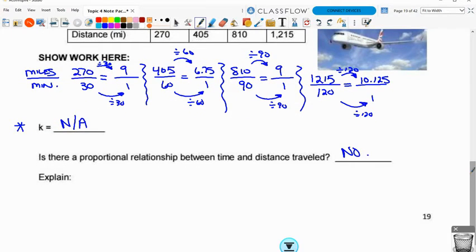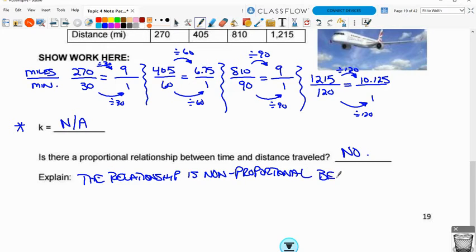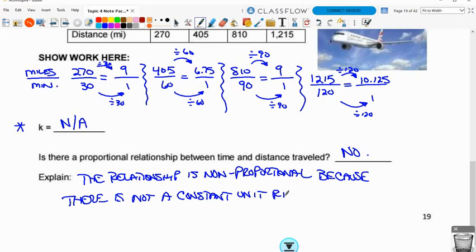So let's go ahead and write this in. The relationship is non-proportional because there is not a constant unit rate. Since there is no constant unit rate, there is no constant of proportionality. This is a non-proportional relationship.